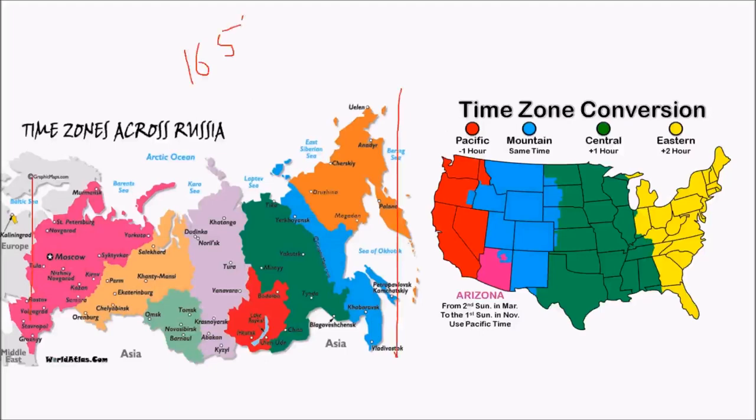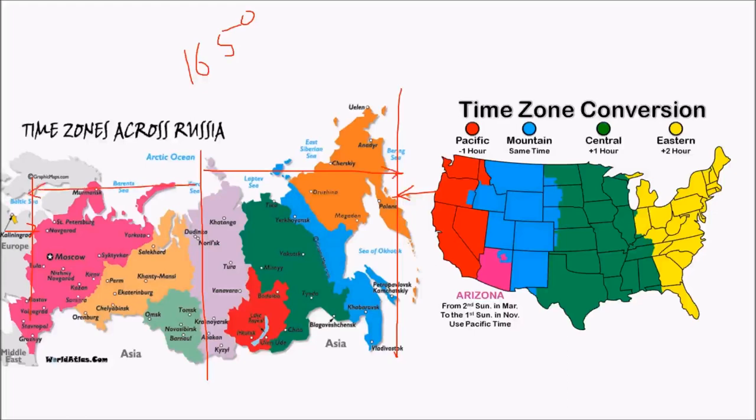The longitudinal extent of Russia would be 165 degrees, from the eastern end to the western end. Suppose they chose the center or the middle portion as the time zone, then the difference would be about 80 degrees to the west and 80 degrees to the east, and 80 degrees would correspond to nearly 4.5 to 5 hours of difference.